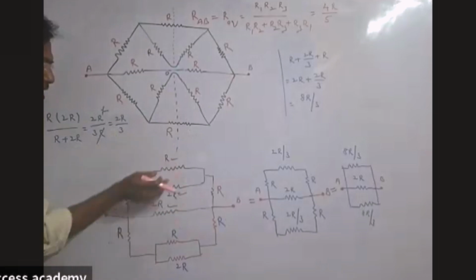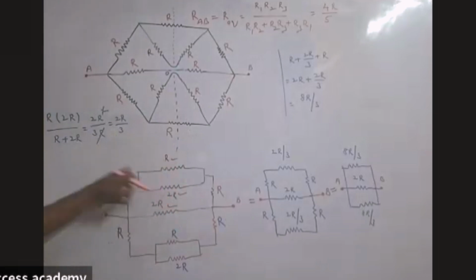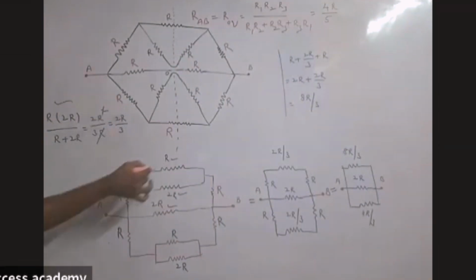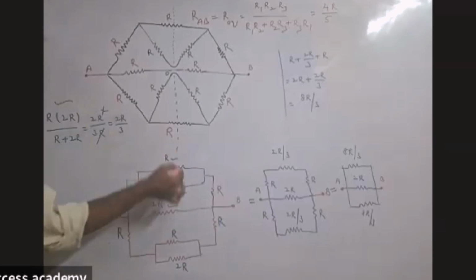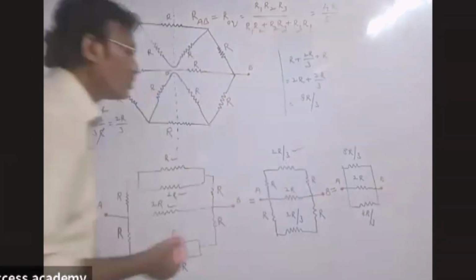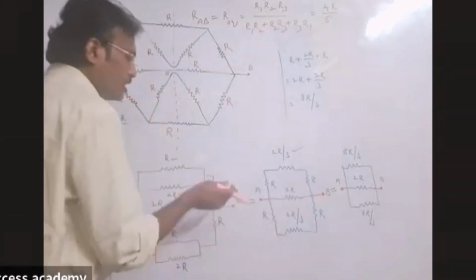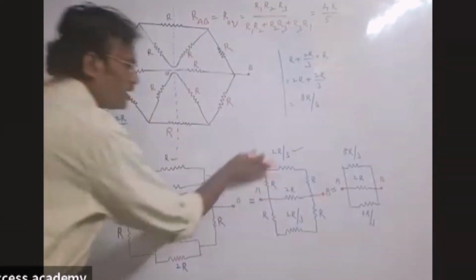Now the above part, R and 2R, are again in parallel combination. R1 R2 by R1 plus R2. So 2R square by 3R, that is 2R by 3. So replace these two resistors with 2R by 3. Now anyway this side R is present, that side R is present. So the above part can be simplified like this.